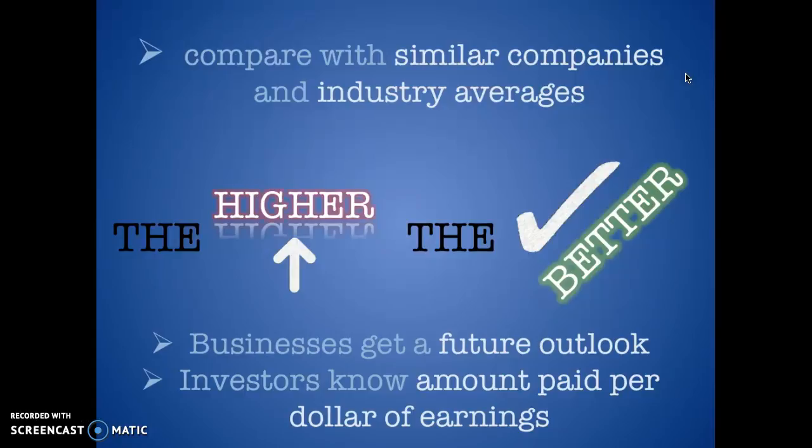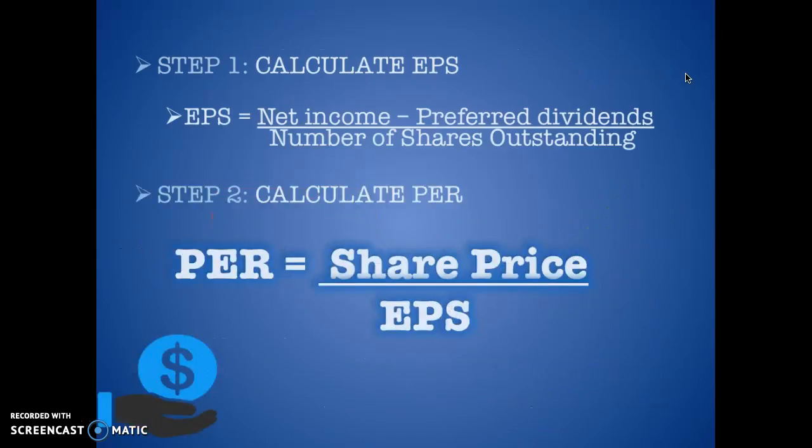It's used so that businesses can determine their future outlook and growth opportunities, and with this ratio, investors are able to determine how much they pay per $1 of earnings. To calculate the PER, we need to do it in two steps. Step 1 is to calculate the EPS by using this formula, and step 2 is to take the current market value of the shares and divide that by the EPS.